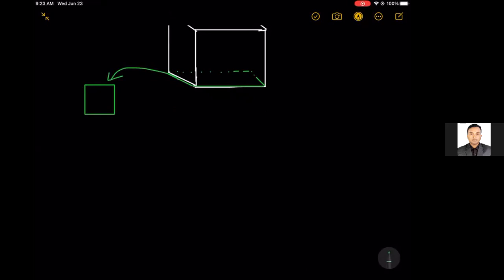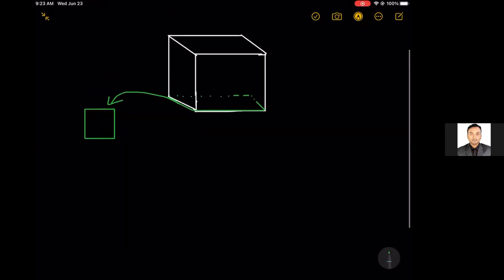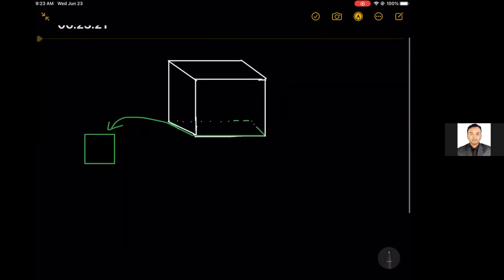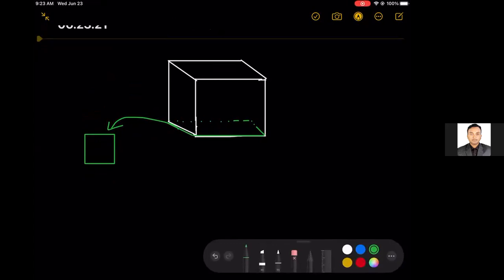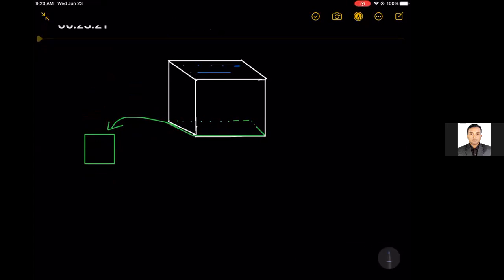Okay, and we have an open top. That means there is no surface here. Okay, it's open. There is no surface here.